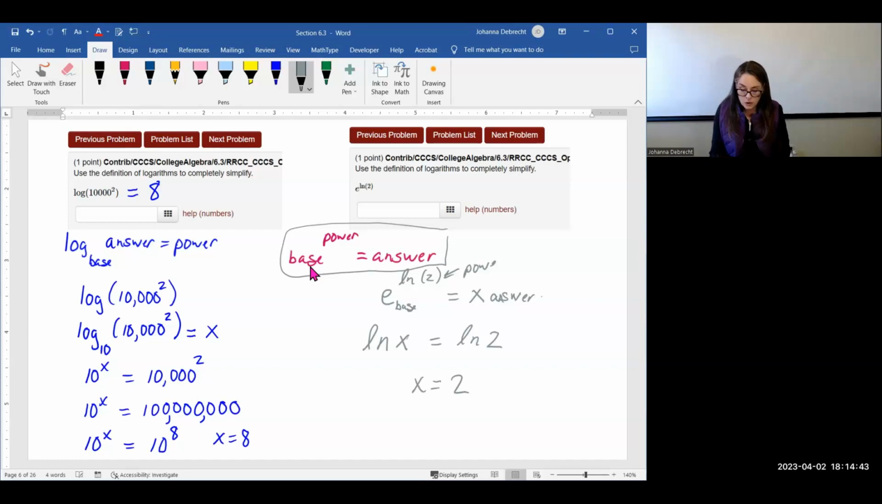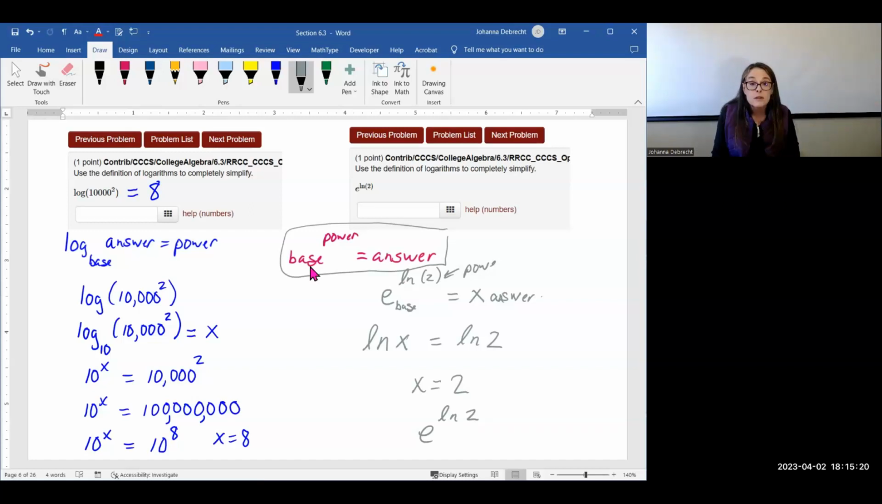Now, why does this work? Let's look at e to the natural log of 2 in another way. Remember that the exponential and the natural log are inverse functions of one another. We swapped x and y, and then we resolved for y. So when we're looking at this, they undo each other. If you multiply by 5 and then you divide by 5, don't you just get whatever number you started with? Yeah, you do. Take 7, add 2, 9, subtract 2, back to 7.